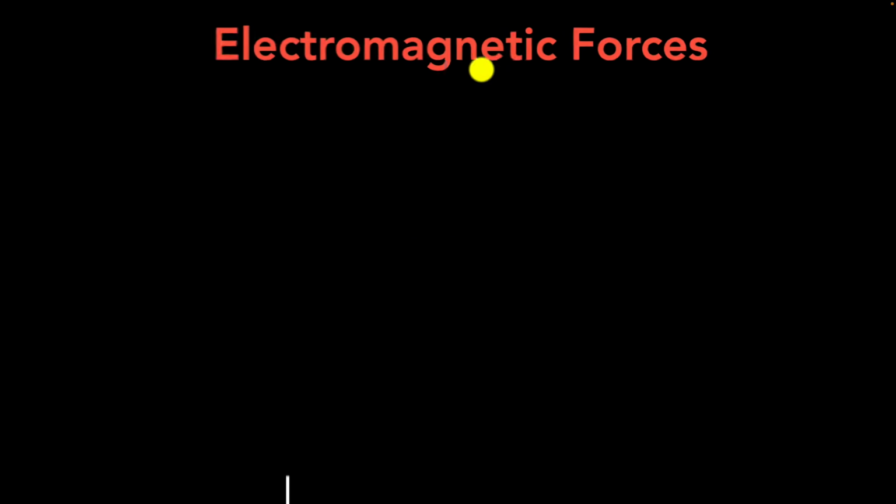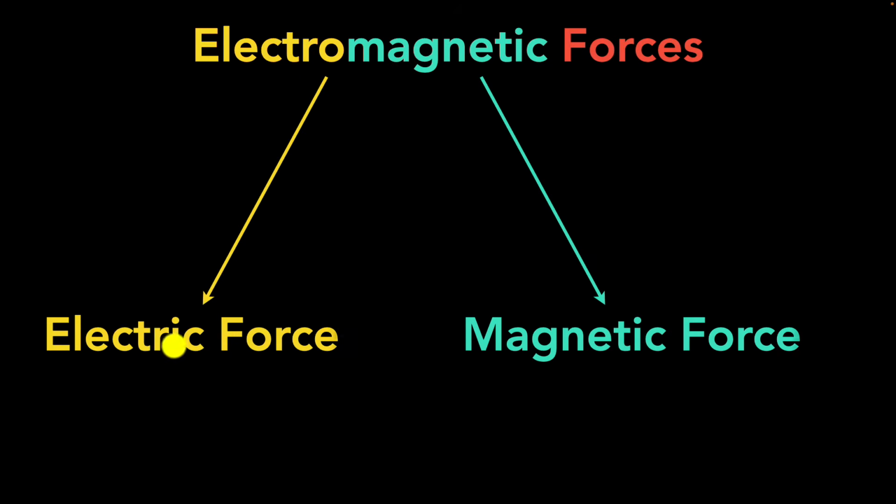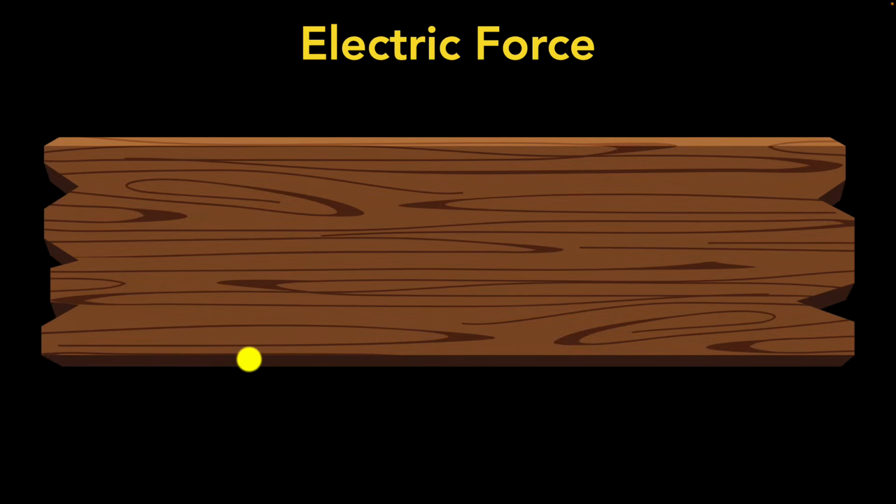And if you look at this carefully, you can see that there are two words, electro and magnetic. The electro stands for electric force and the magnetic stands for magnetic force. We combine them together as a single interaction today, but we can study them separately. So in this video, we're going to study the electric force. So what exactly is an electric force?